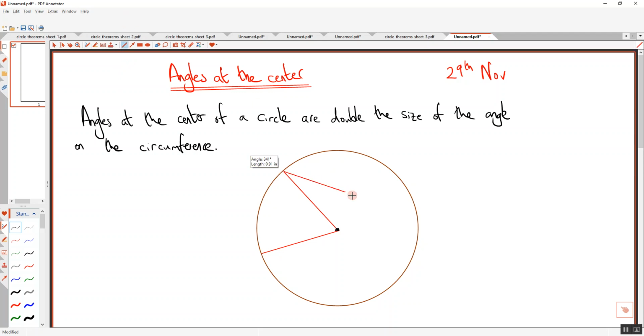And the way I think about these ones is if you think about it as looking like an arrowhead, like in a bow and arrow. So it's always that kind of shape that you're looking at, okay? And we're saying that this angle is always double the size of this angle. So the angle in the center is always double the angle on the edge, okay? Makes sense.